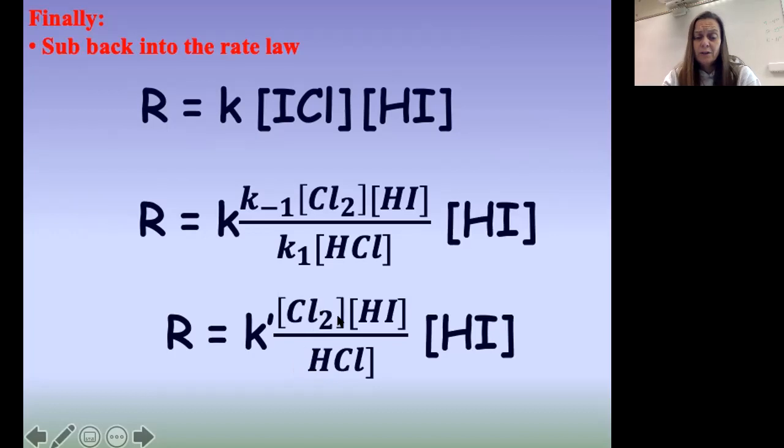So we'll have the concentration of chlorine times the concentration of hydrogen iodide times the concentration of hydrogen iodide divided by the concentration of hydrogen chloride. So we would eventually write this as K times chlorine concentration times hydrogen iodide concentration squared divided by hydrogen chloride concentration. So it's a very messy rate law, but it is a rate law. And this is how we can occasionally wind up with rate laws that are fractional, that have both numerators and denominators.